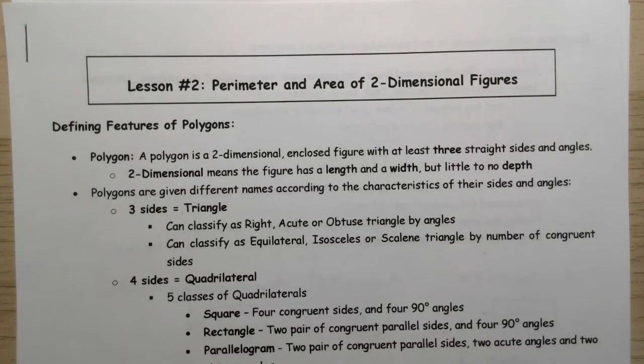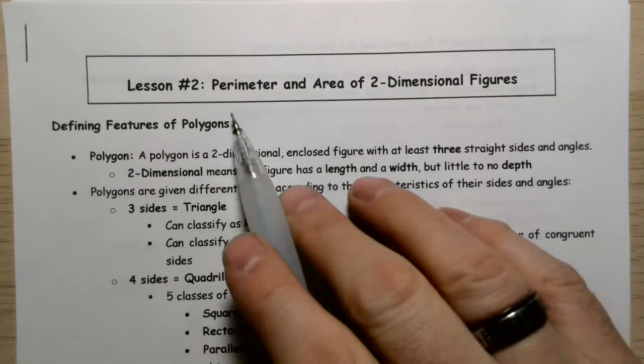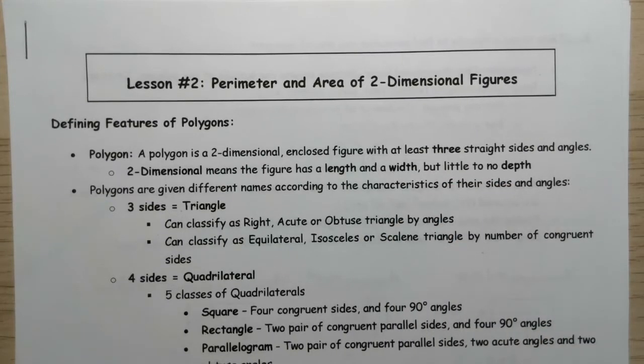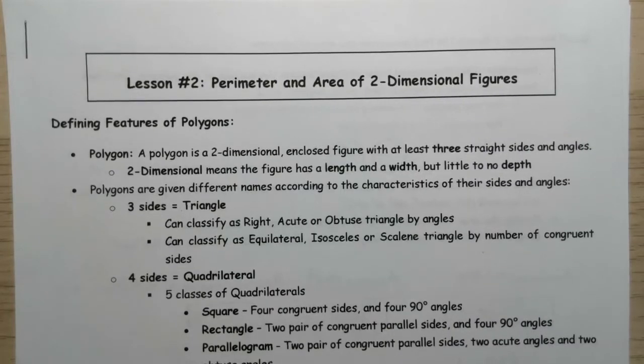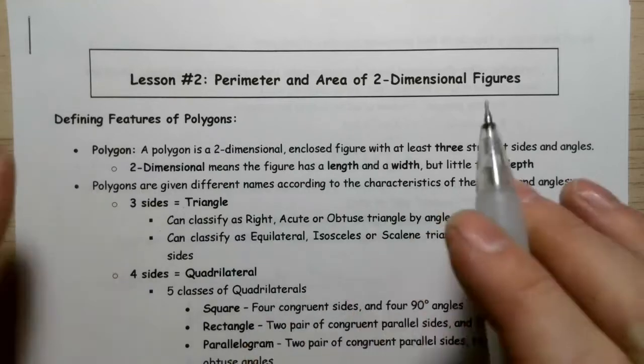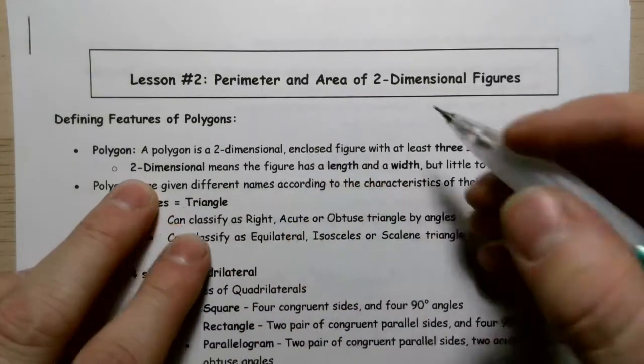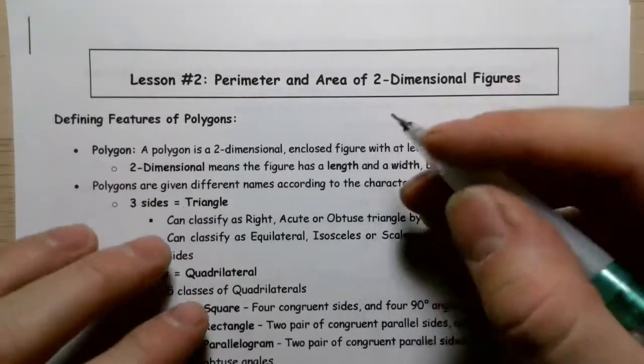All right, hi everybody. So in this lesson, we're going to take a look at perimeter and the area of two-dimensional figures. First of all, we're going to define polygons and the features of polygons that are pertinent to what we want to do here. A polygon is just a two-dimensional enclosed figure. Enclosed meaning there's an inside and an outside, right?